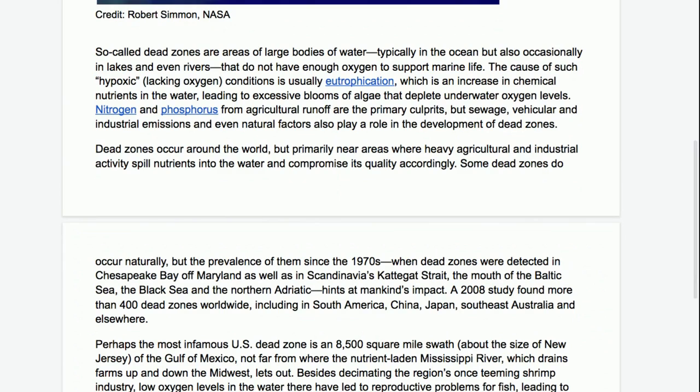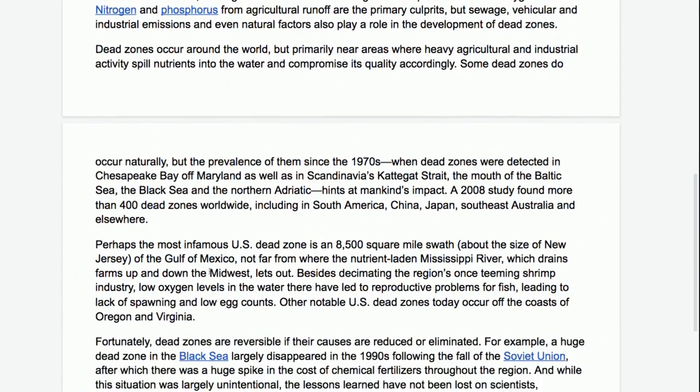Some dead zones do occur naturally, but the prevalence of them since the 1970s, when dead zones were detected in Chesapeake Bay off Maryland, as well as in Scandinavia's Kattegat Strait, the mouth of the Baltic Sea, the Black Sea, and the northern Adriatic, hints at mankind's impact. A 2008 study found more than 400 dead zones worldwide, including in South America, China, Japan, Southeast Australia, and elsewhere.